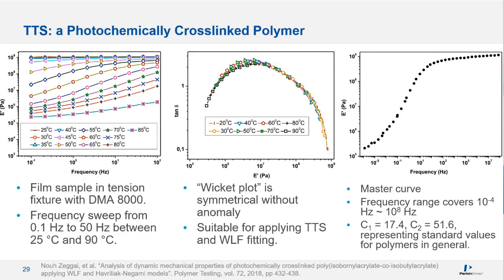This is a published work showing the application of TTS for cross-linked polymer. The Wicket plot is one of the commonly used methods to assess whether the data are suitable for analysis using the empirical WLF relationship. It simply plots tan delta versus storage modulus. If the curve is almost entirely symmetrical and there is no anomaly, like the curve in this Wicket plot in the middle, it is possible to apply the principle of time-temperature superposition. The master curve is shown on the right. The values of C1 and C2 were determined as 17.4 and 51.6, respectively. And that's exactly the values that represent standard values for polymers in general.